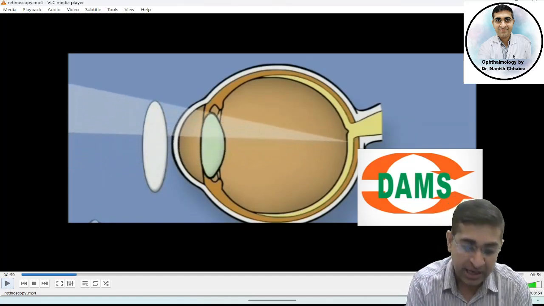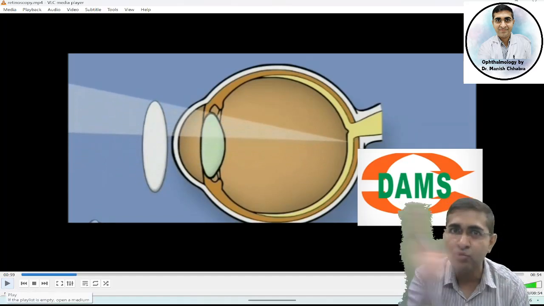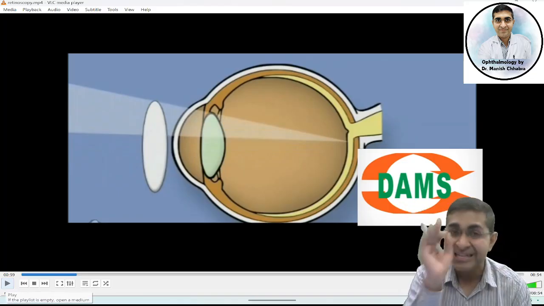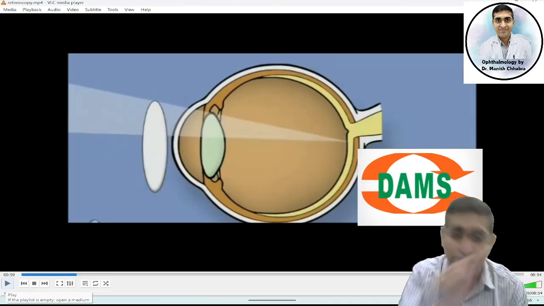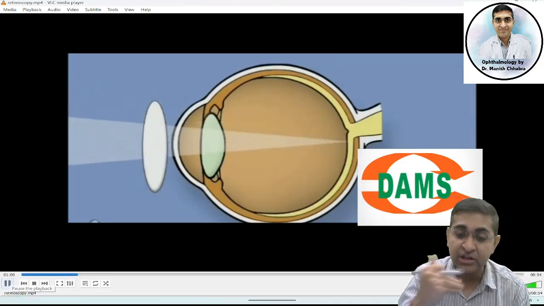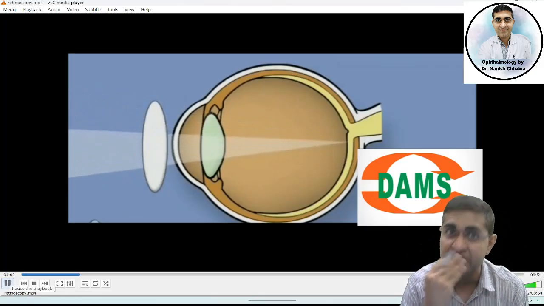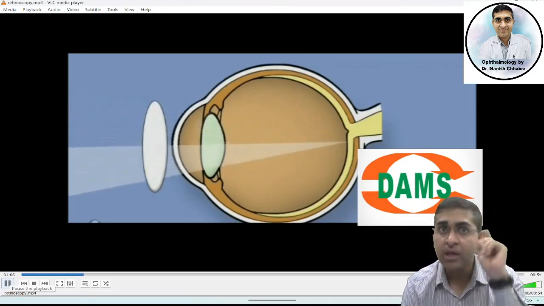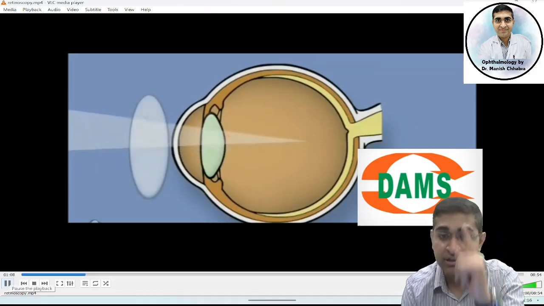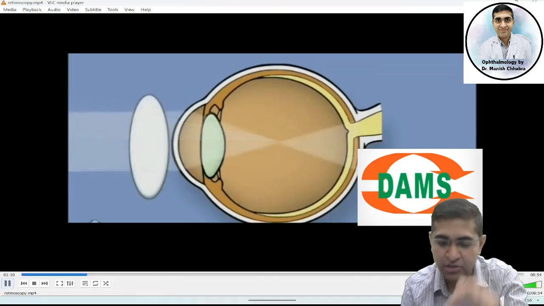Earlier it was moving with the movement of the streak of light. Now, since the light is focused on the retina, there is no movement. But when I further increase the power of the plus glass, which is convex glass, you will see that the movement of the red reflex will be in the opposite direction, just the way you see in this animation.